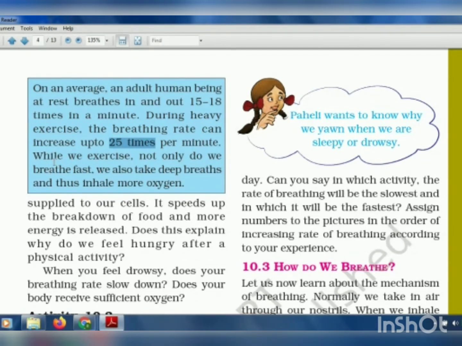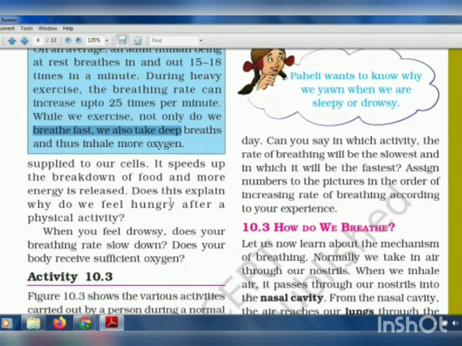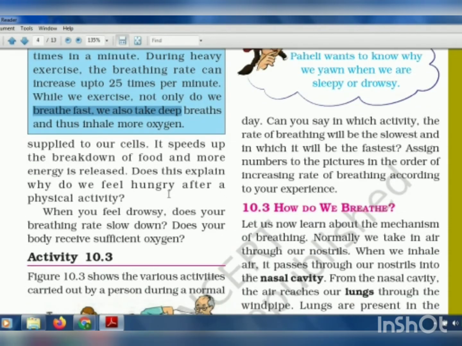So that is why while we exercise, not only do we breathe fast, we also take deep breaths, because of which we inhale more oxygen. Because when we are doing the exercise, we have to break down the food fast and more energy is to be released.